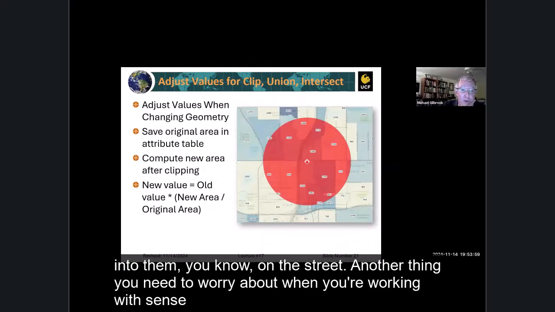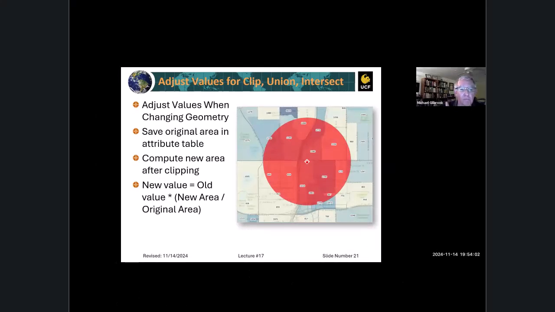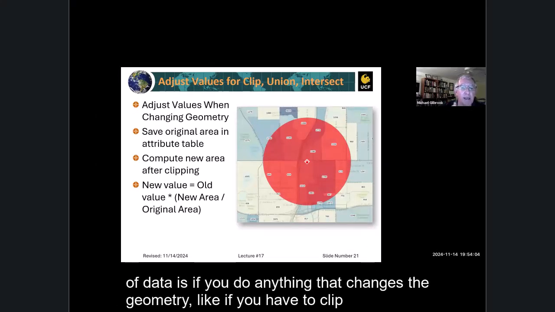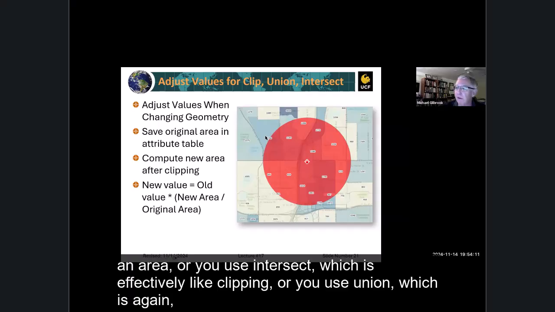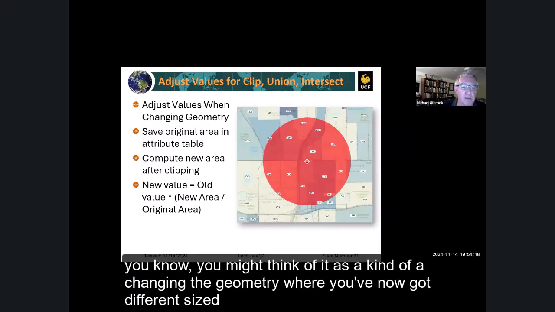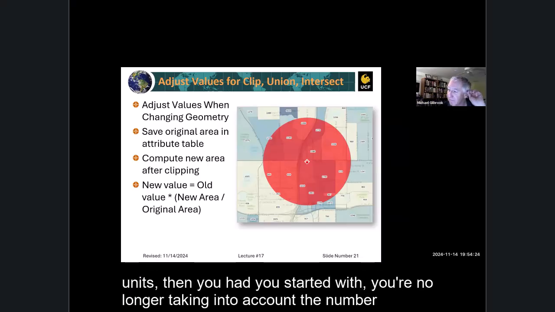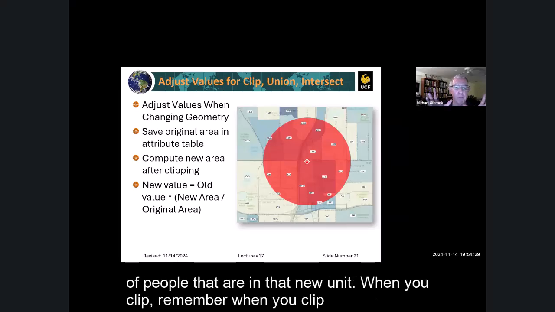Another thing you need to worry about when you're working with census data is if you do anything that changes the geometry, like if you have to clip an area, or you use intersect, which is effectively like clipping, or you use union, which you might think of as changing the geometry where you've now got different sized units than you started with. You're no longer taking into account the number of people that are in that new unit.